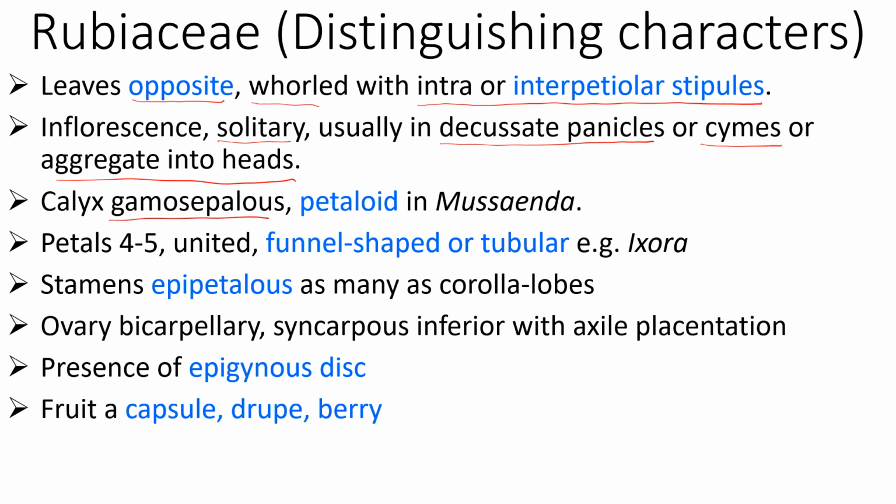Calyx is gamosepalous. It is petaloid, for example, in Mussaenda. Petals are 4 to 5, united, meaning fused, funnel shaped or tubular as in Ixora. Stamens are epipetalous, as many as corolla lobes. Ovary is bicarpellary, syncarpous, inferior with axile placentation. Then a very important characteristic is the presence of epigynous disc, and fruit is either a capsule, drupe, or berry.